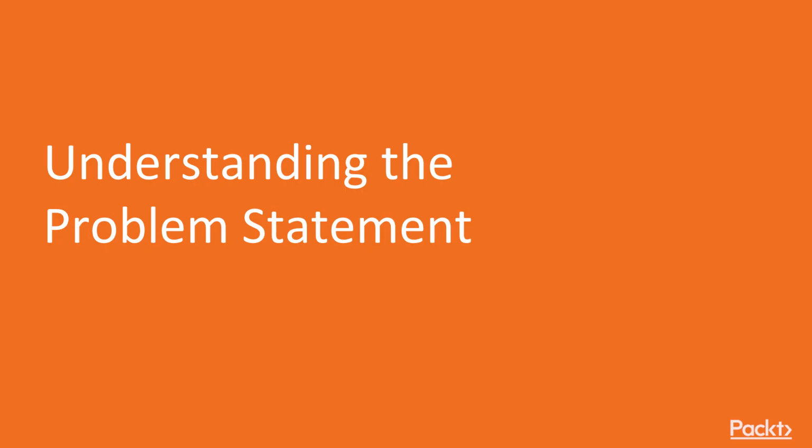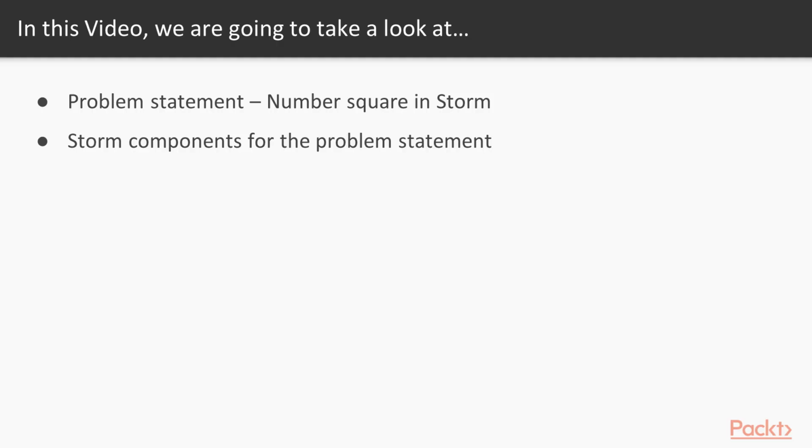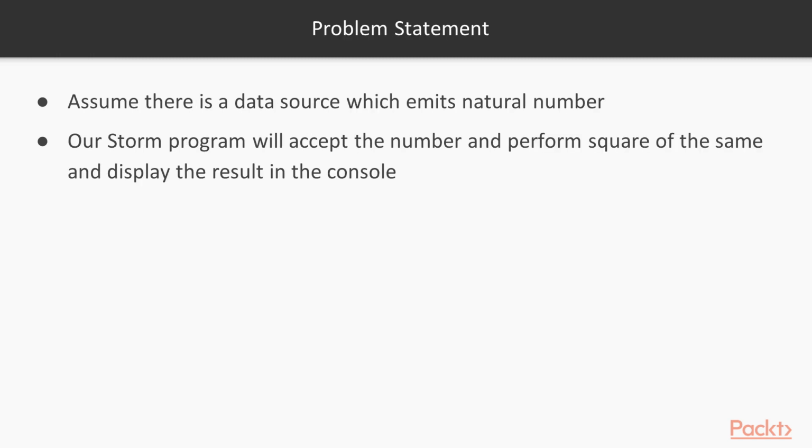Let's go ahead and first understand the problem statement. In this video, we are going to take a look at our problem statement, that's number square, and also see how our Storm components will perform their operations. So the basic problem statement that we are going to solve here is we will create a data source in our spout which will emit some set of natural numbers.